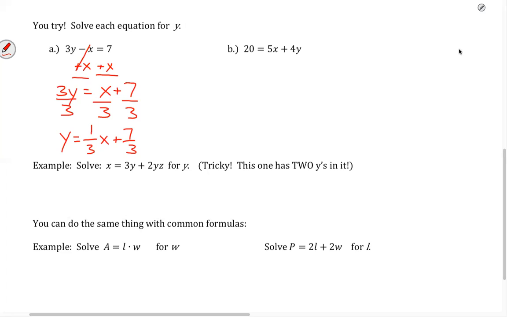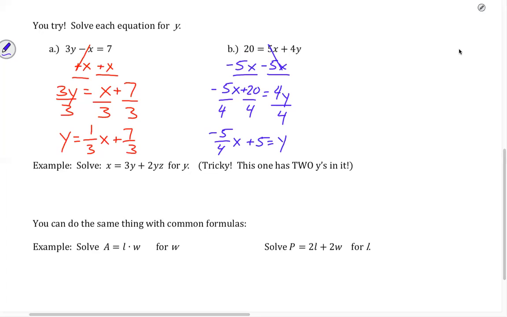Nate, how'd you do B? First I subtracted 5x, okay, very good. And you divide by 4. Very good. Then divide by 4. So you got negative 5/4 x plus 5 equals y. And did you happen to rewrite that? That's okay. So if you wanted to rewrite it, Nate, you could rewrite it as that. Do you just see how I kind of flipped it around?